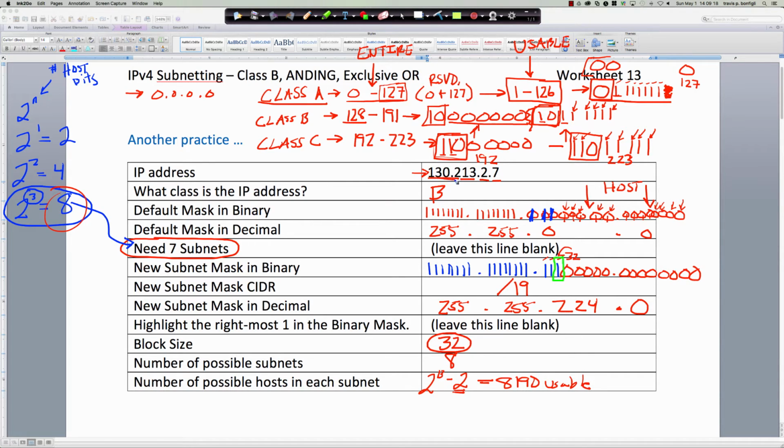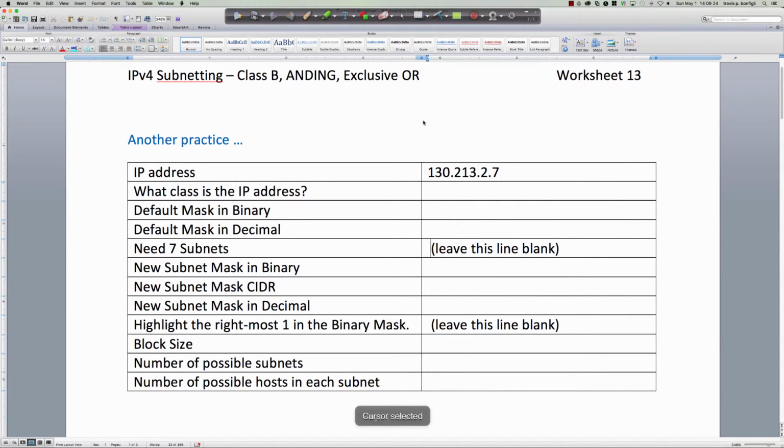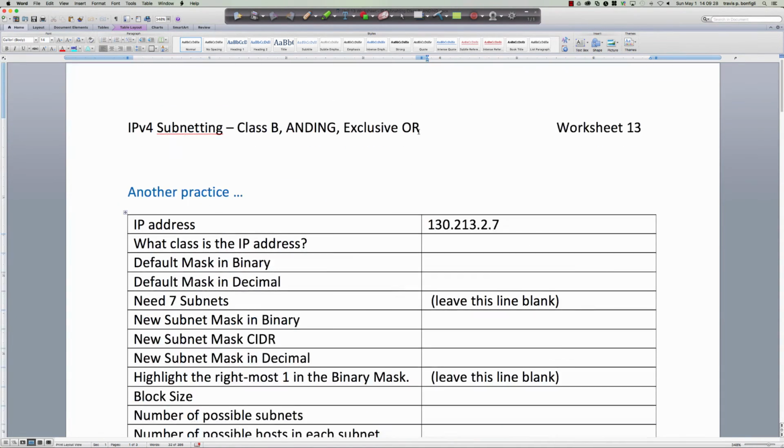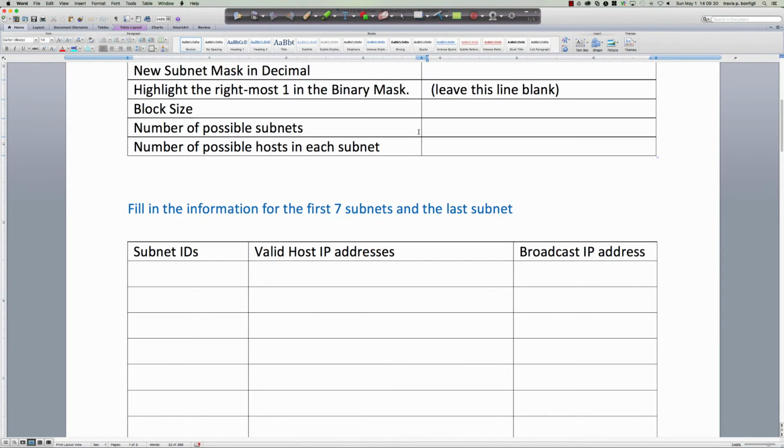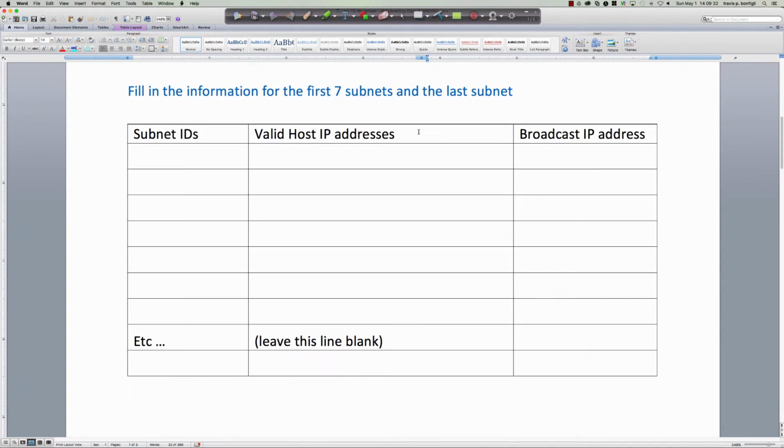So 130.213, let's clear the screen here. And we're going to roll down now. So 130.213, let's remember that. So fill in the information for the first 7 subnets and then the last subnet. So we'll turn the pen back on here. So the subnet ID, we had 130.213, and we'll start with .0.0.